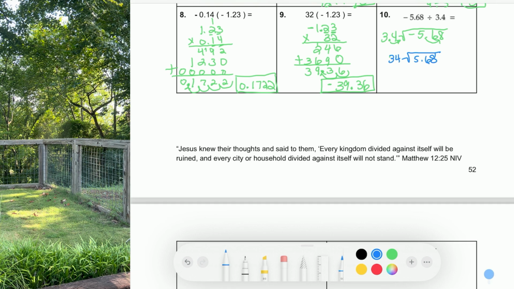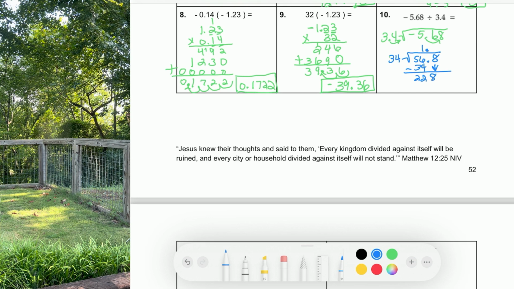We'll come back and deal with that negative at the end. I don't want it to confuse us as we're going through the division problem. 34 goes into 50, oh, I wrote that wrong. 56.8. I didn't move my decimal. Okay, so 34 into 56 goes one time. Subtract that and we get 22. I'm going to bring up my decimal, bring down my 8.